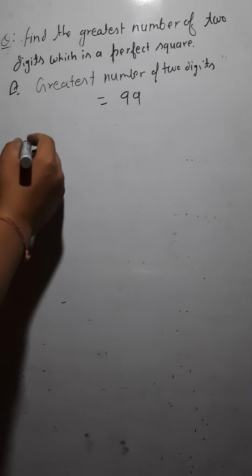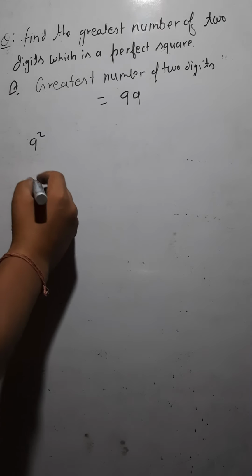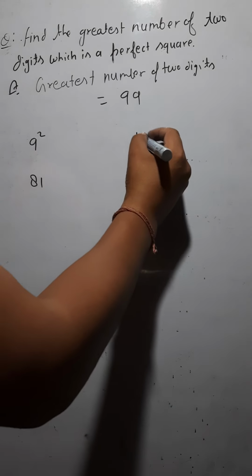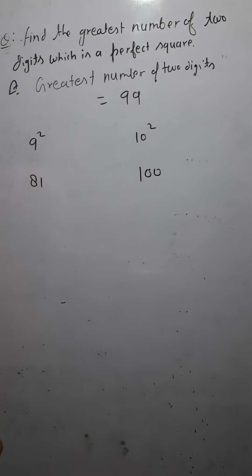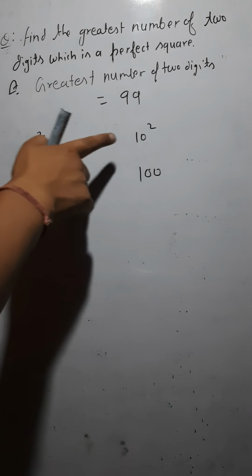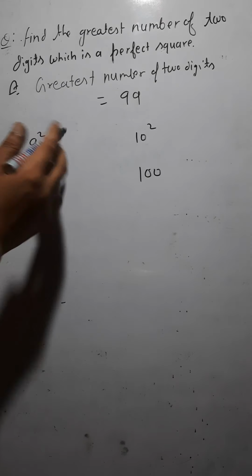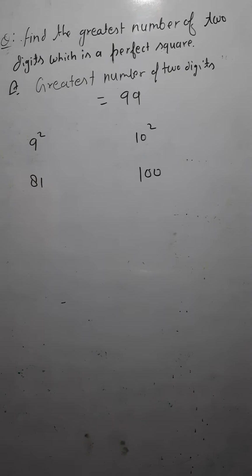Now if you see, square of 9 is how much? It is 81. And what comes after 9? That is 10. And square of 10 is how much? It is 100. Yes or not? Square of 9 is 81, and square of 10 is 100. Means between 9 and 10 you do not have any number. So 99 is not a perfect square then.